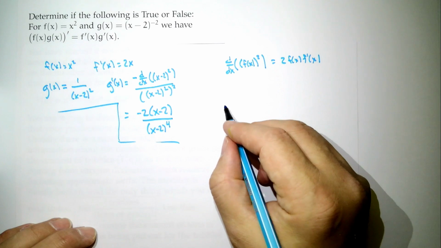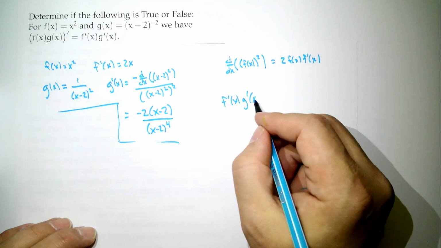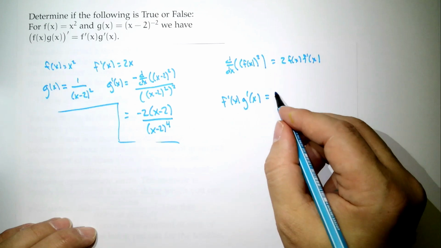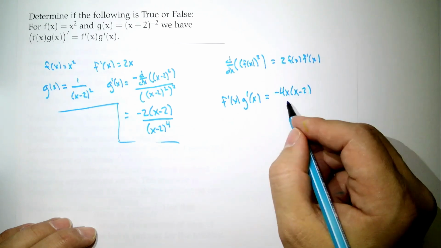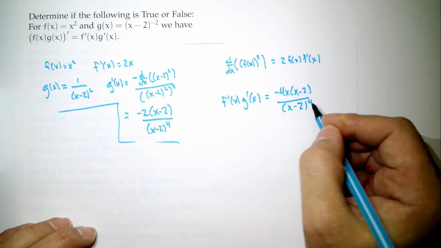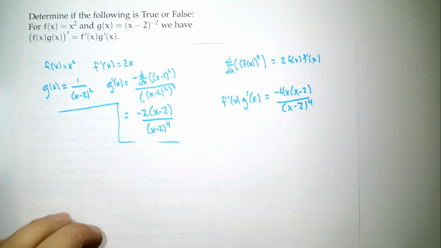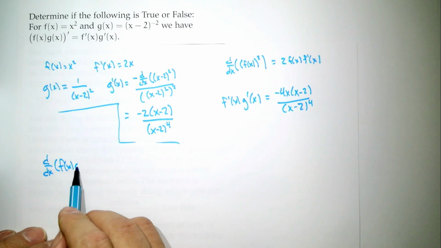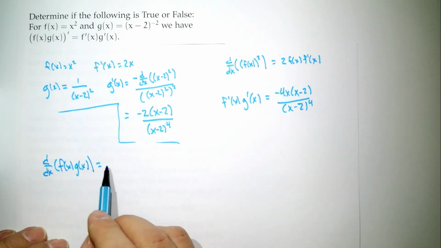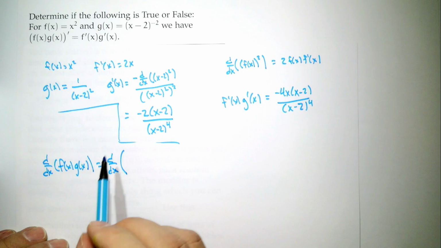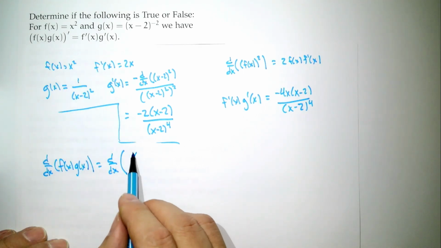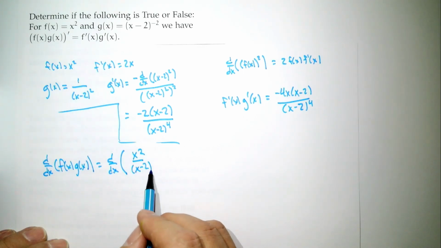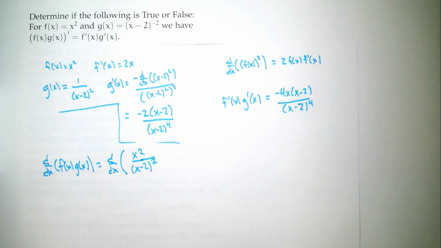So we can conclude that f prime of x times g prime of x is negative 4x times x minus 2 over x minus 2 to the 4th. I just multiply these two derivatives together. All right. Now let's look at f of x times g of x. So the derivative of f of x times g of x, well, that's the derivative of x squared over x minus 2 squared. Now, how do we take the derivative of such a thing?